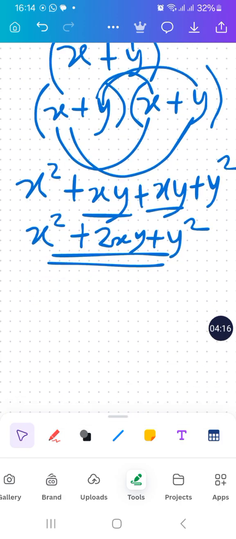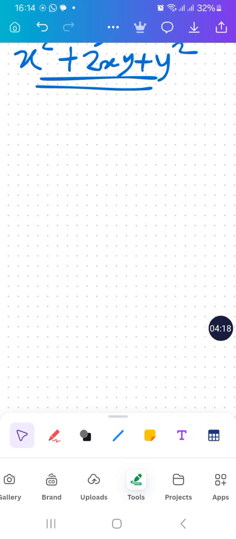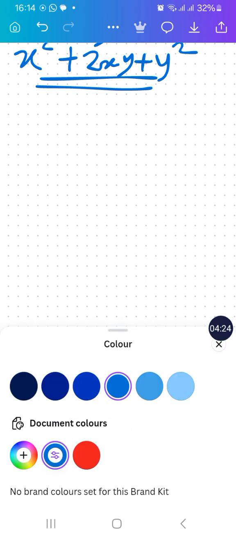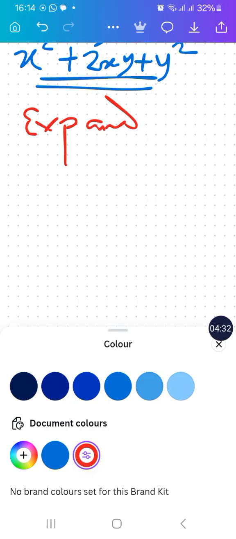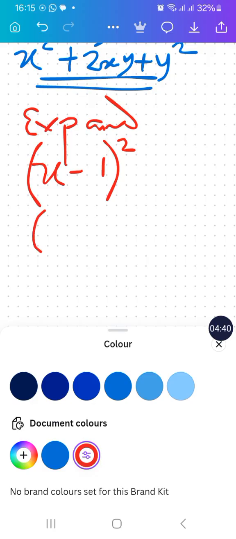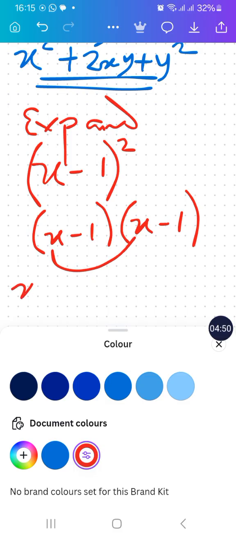Okay, before we go, I also want us to look at the expansion when numbers are involved. Let us say, when we are asked to expand (x minus 1) all squared. Of course, we already know (x minus 1) all squared means x minus 1 into brackets x minus 1. So we multiply. We do our mouth, mouth. x multiplied by x will be x squared. x multiplied by minus 1, that's minus x.